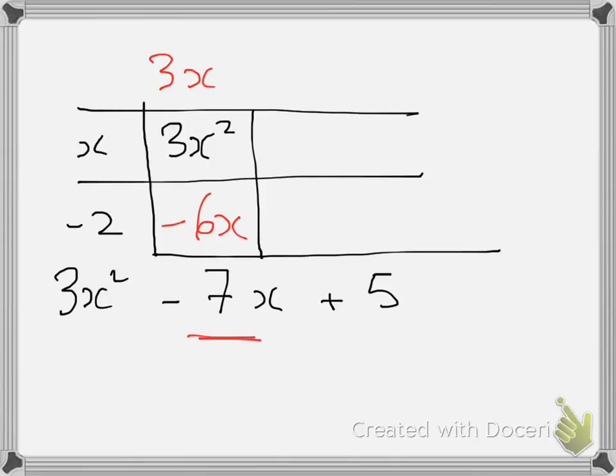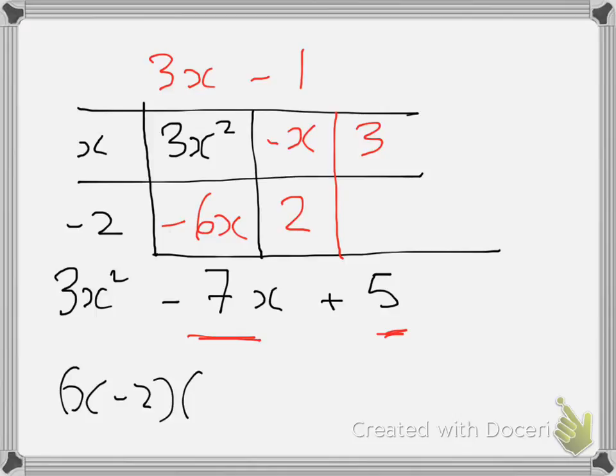And I want to have minus 7x. So I need one more, minus x. So this goes up here. That divided by x is minus 1, and times minus 2 is plus 2, and I want to have plus 5, so I need another plus 3 here. But 3 doesn't go into x, so that's my remainder. So my answer is x minus 2 times 3x minus 1 with a remainder of plus 3. Done.